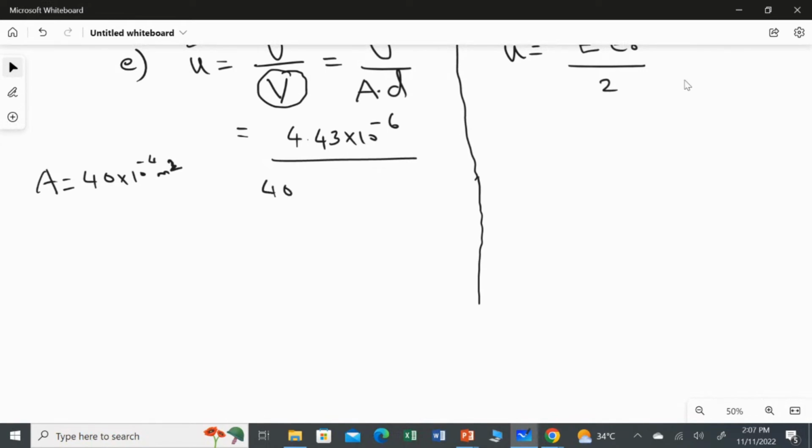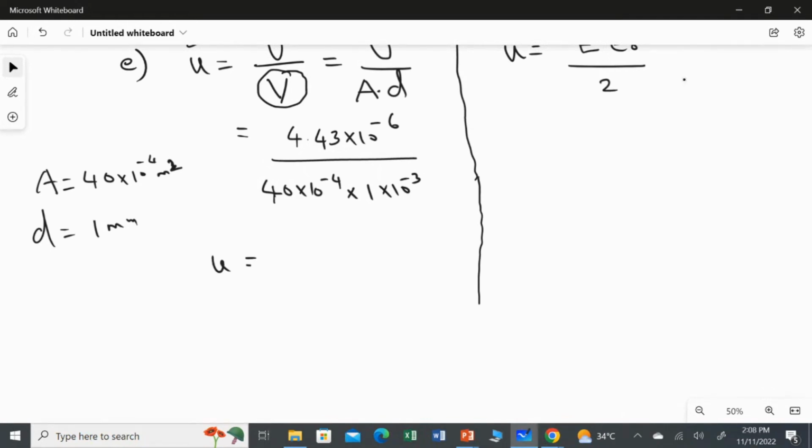So 40 multiplied by 10 power minus 4 multiplied by, what is the distance between the two plates? It's 1 millimeter, am I right? So the distance between the two plates is 1 millimeter, which is 1 multiplied by 10 power minus 3 meter, am I right? So 1 multiplied by 10 power minus 3.